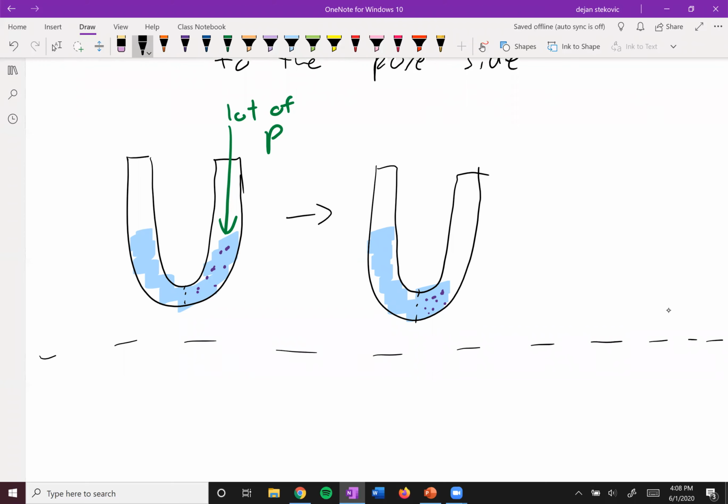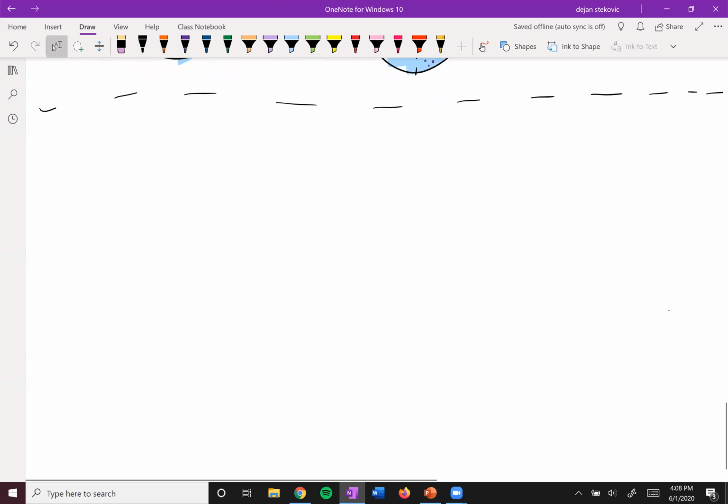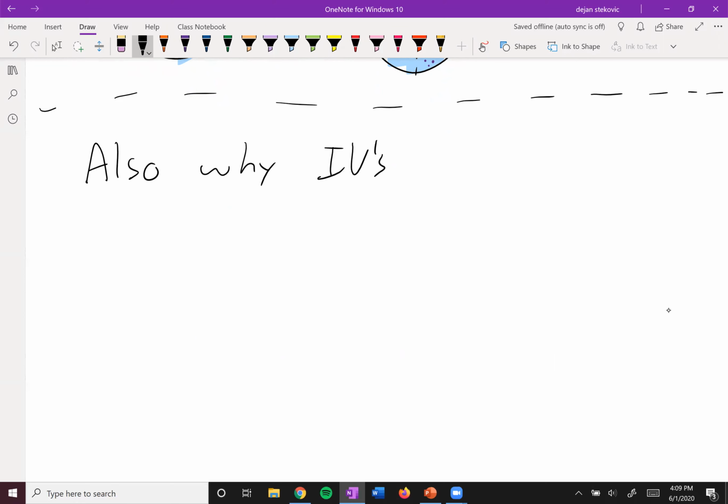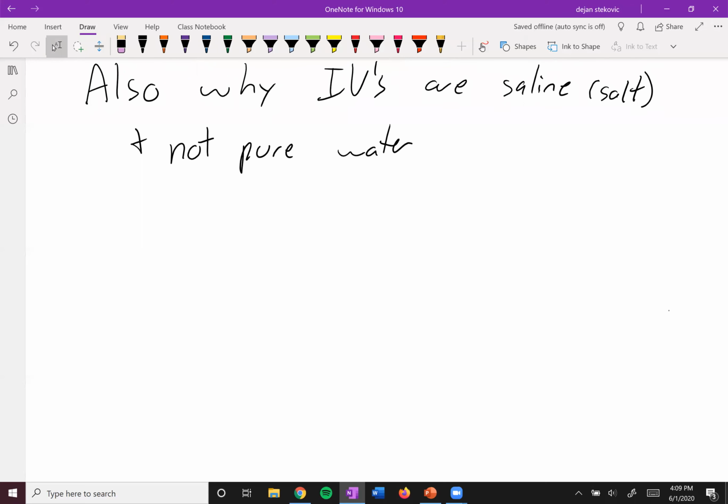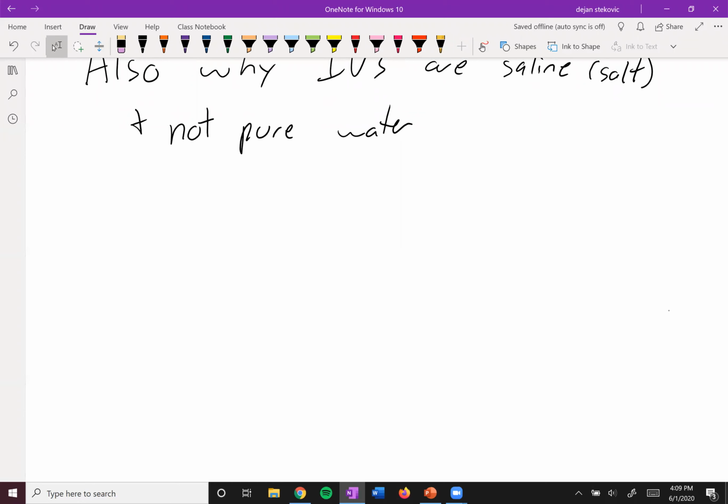We said that this osmotic pressure has a lot of biological applications, especially for those of you trying to become nurses. This will explain why IVs are saline solutions, right? Salt solutions, and not pure water. If you inject pure water into someone's veins, they're gonna die. So that's not good, don't do that.